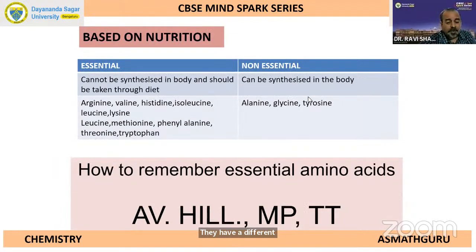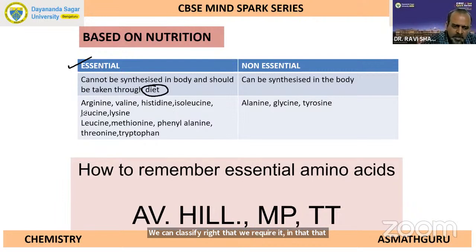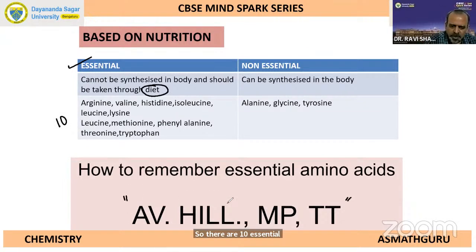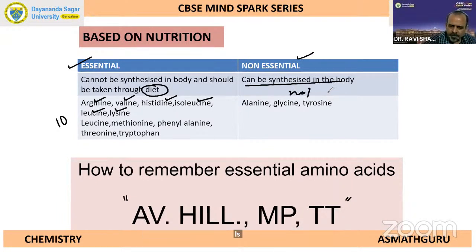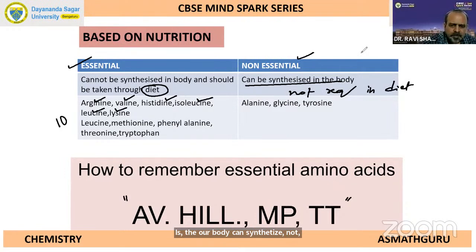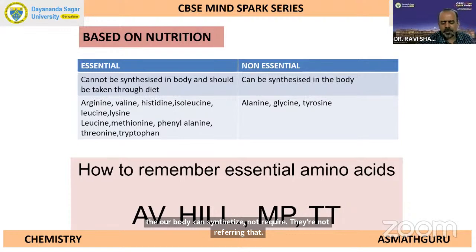This is very important: essential amino acids and non-essential. Based on nutrition, we can classify. Essential means that we require it in the diet. That we call essential. So there are 10 essential amino acids. You can just remember one code, AVLMPTT. A stands for arginine, valine, H stands for histidine, I stands for isoleucine, leucine, and so on. So there are 10 amino acids. Other than those 10, everything else is non-essential. What is non-essential? Our body can synthesize it, so it is not required in the diet. And there are many questions on this, based on nutrition.